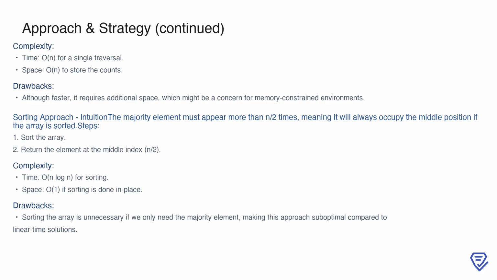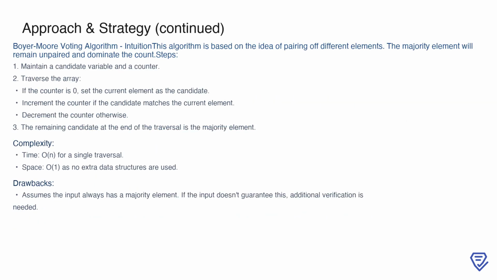While both the hash map and sorting approaches improve upon brute force, they still leave room for further optimization in either time or space complexity. The Boyer-Moore voting algorithm provides a highly efficient solution to the majority element problem. This algorithm leverages the problem's constraints, specifically the guarantee that a majority element always exists. The key idea is to pair off different elements, ensuring that the majority element remains unpaired and dominates the count.